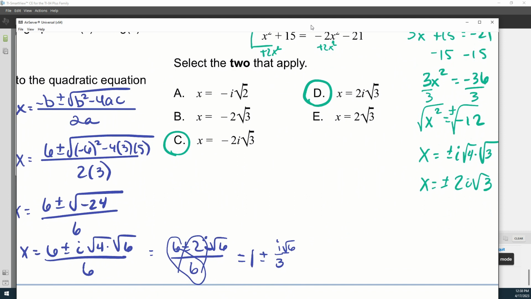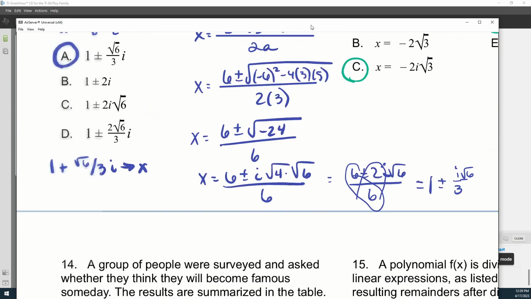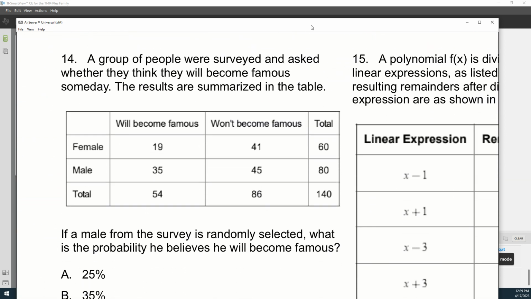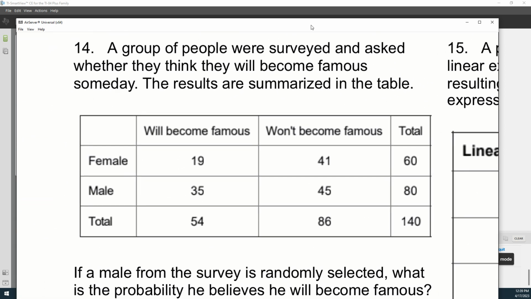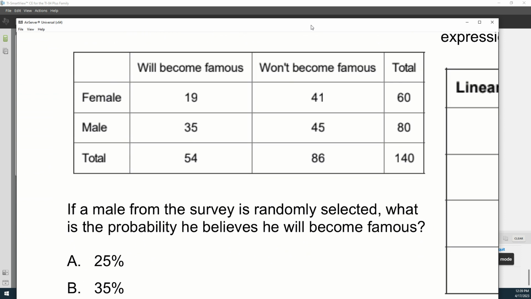Okay, couple more. I hope you guys remember 14. I think you guys got pretty good at ones like 14 when we were doing probability. So a group of people were surveyed and asked whether they think they will become famous one day. The results are summarized in the table. If a male from the survey is randomly selected, what is the probability he believes he will become famous?